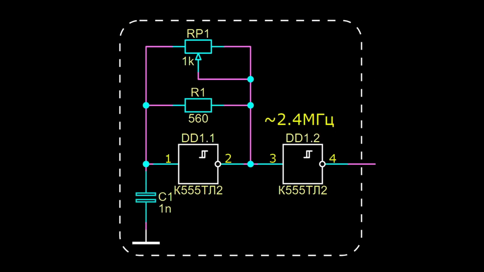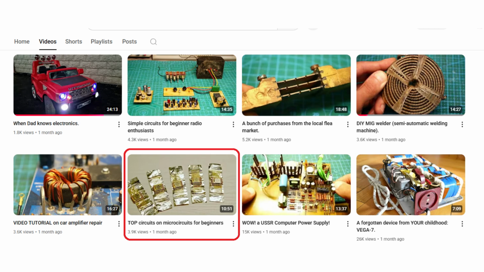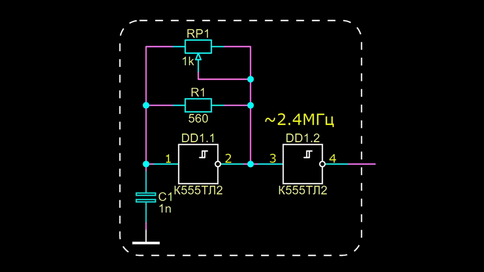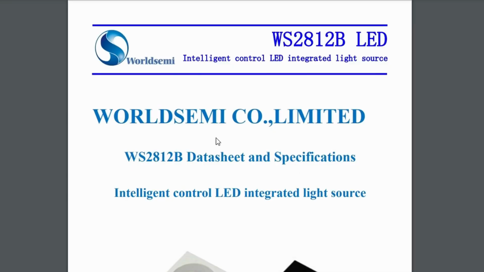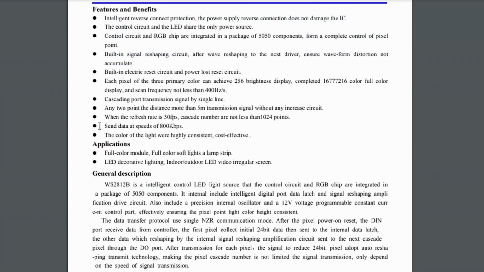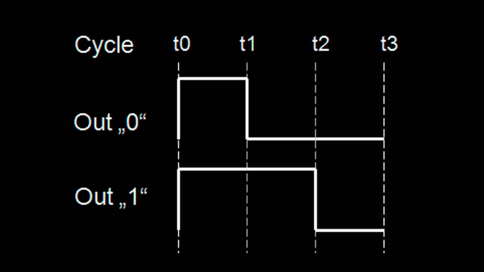Where do we start? Well, to begin with, we make a clock generator at 2.4 MHz, using Schmitt triggers. We talked about generators in this video, so I won't repeat myself now. This frequency of 2.4 MHz is not chosen by chance. We open the datasheet and see the typical data transfer rate is 800 kHz. We multiply by 3, since we have 3 cycles in one period, and we get 2.4 MHz.